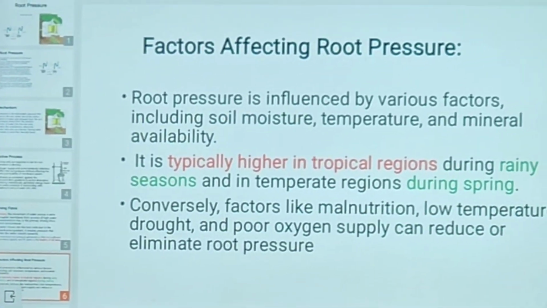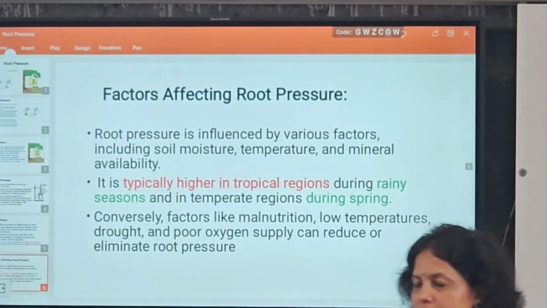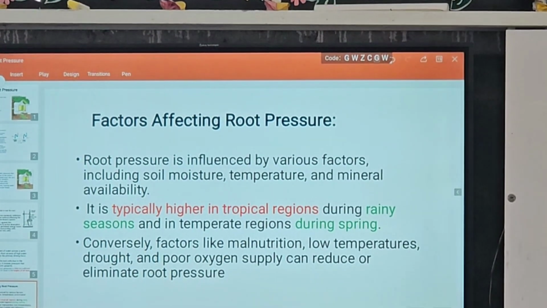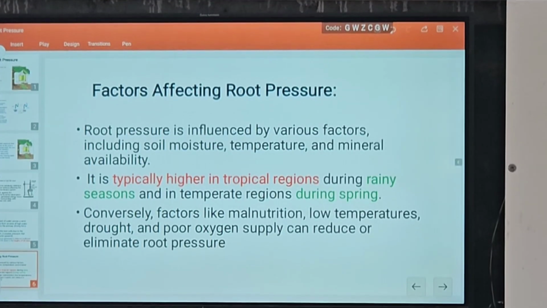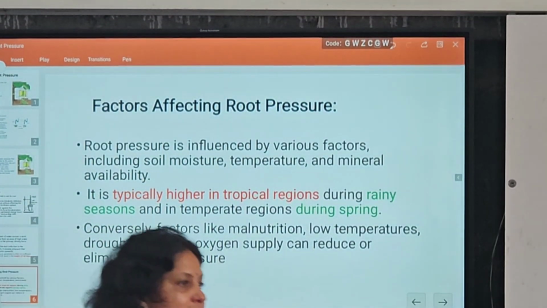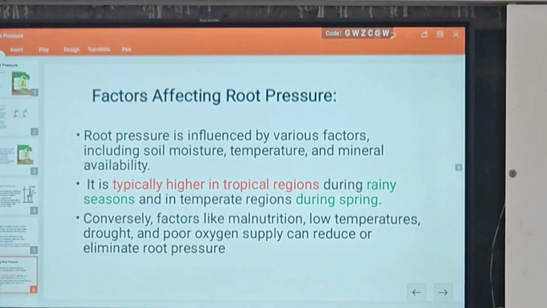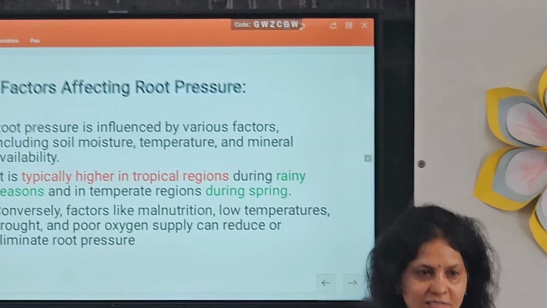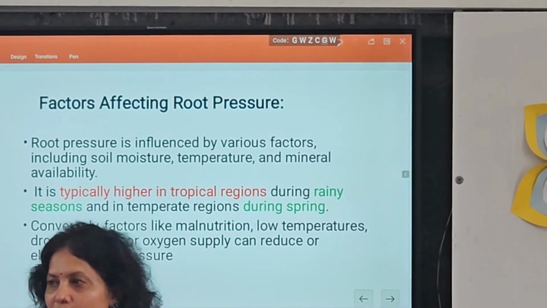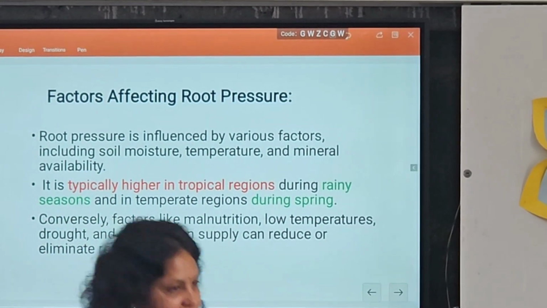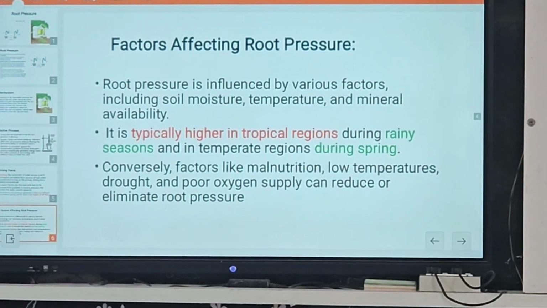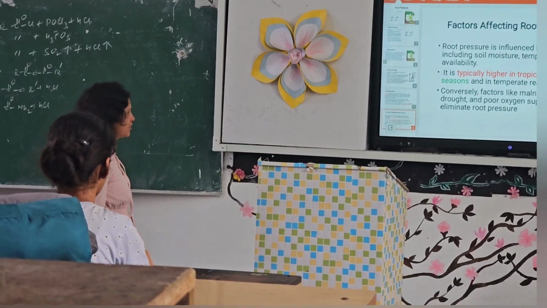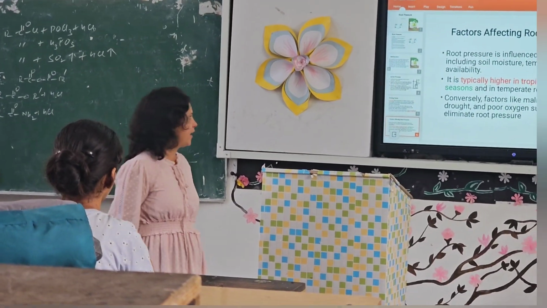Now let's know about some factors which affect the root pressure. Root pressure is influenced by various factors like moisture, temperature, and presence of minerals inside the soil. It is typically higher in tropical regions, also during the rainy season, and in temperate regions during the spring season, because in tropical areas the temperature is high. As a result, the water moves freely inside the cell, and in the rainy season the maximum water is available in the soil, and it can move from its higher concentration to lower concentration.